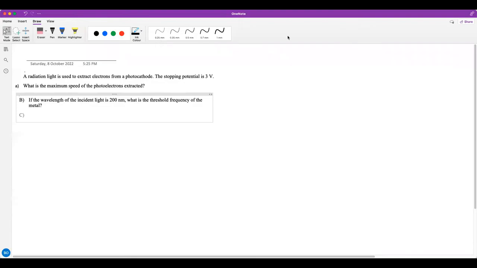Okay, let's start with this problem on the photoelectric effect. So here the question is: radiation light is used to extract electrons from a photocathode. The stopping potential is 3 electron volts. What is the maximum speed of the photoelectrons extracted? And if the wavelength is 200 nanometers, what will be the threshold frequency of the metal?